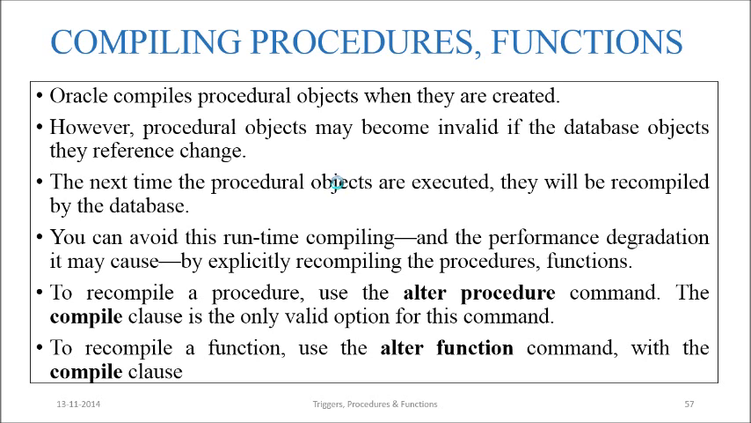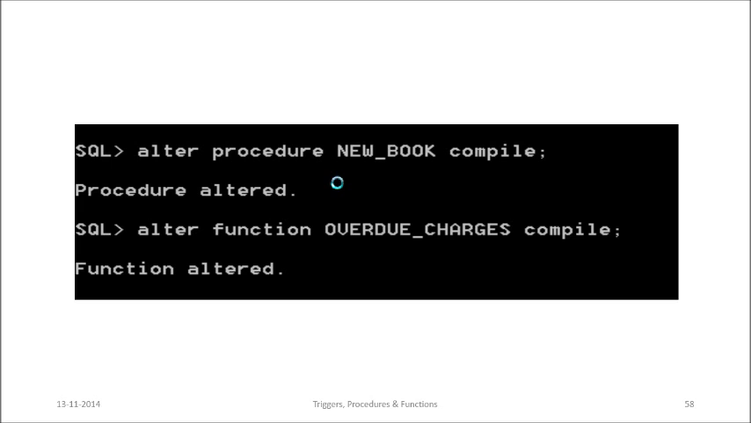To compile a procedure, use the ALTER PROCEDURE command. The COMPILE clause is the only valid option for this command. To recompile a function, use the ALTER FUNCTION command with the COMPILE clause. So here we are going to compile the new book procedure explicitly using the ALTER PROCEDURE command with the COMPILE clause, and even the function with the COMPILE clause. We need to have the alter privileges for both procedures and functions if we want to compile explicitly.